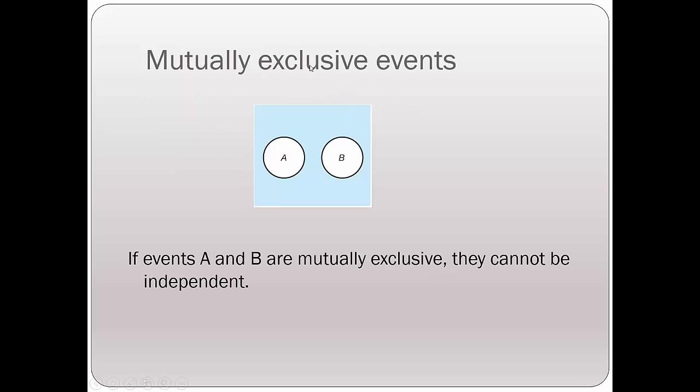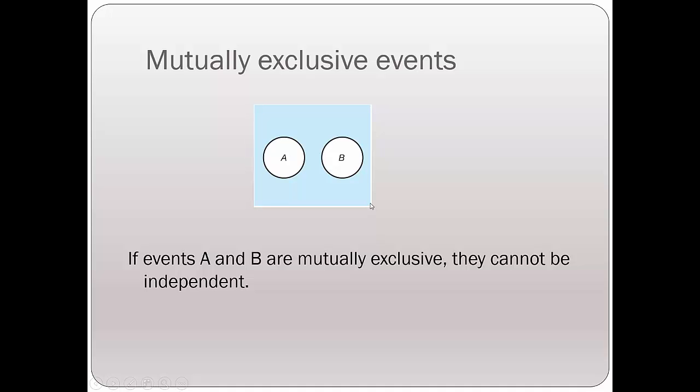A related concept is mutually exclusive events. A mutually exclusive event means that there is no intersection. The intersection is 0. So in a Venn diagram, A and B are separated. Now you see, in the case of mutually exclusive events, if you know that A has occurred, then the probability of B given A is 0 because there is no area that A shares with B. So if you know that B has occurred, then you know that A cannot occur. The probability of A given B, if A and B are mutually exclusive, is 0. So that means they cannot be independent.